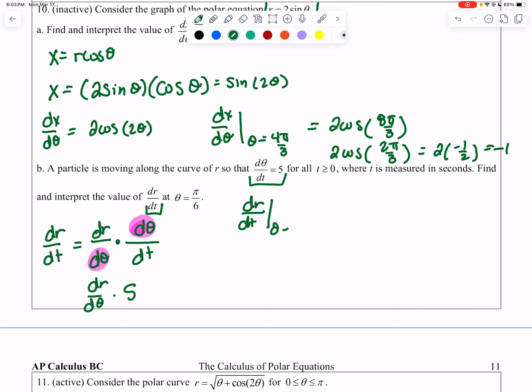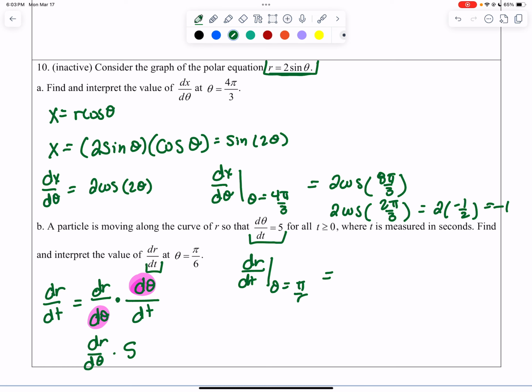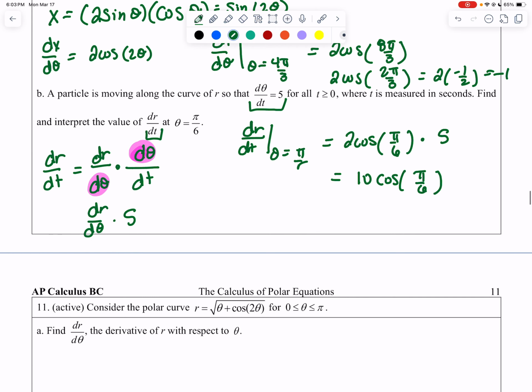So now we could substitute in dr/dθ. We know that was 2 cosine of theta. So 2 cosine pi over 6 times 5. So that's 10 cosine pi over 6. And cosine of pi over 6 is root 3 over 2. Which gives us 5 root 3.